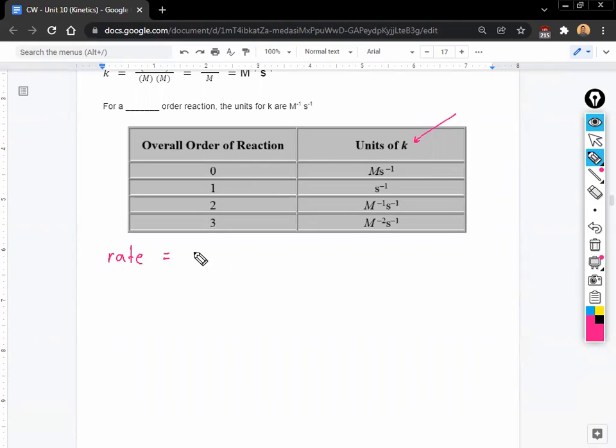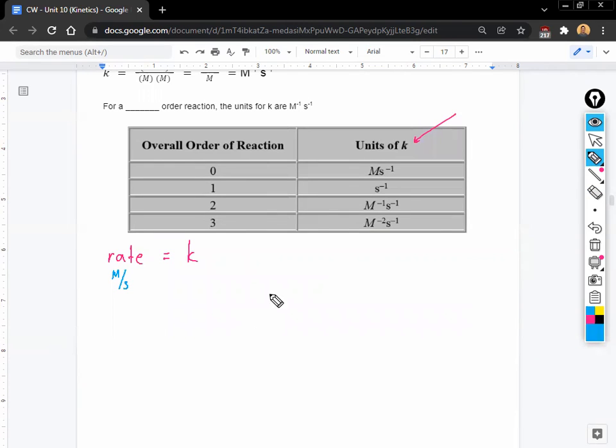Rate is equal to K. And then we know that, let's say, I don't know, random compound, H2. If the reaction order is 0, if I do anything to the power of 0, what does that number turn into? It turns into 1. So that means it would just be K. And so K is just equal to the rate. And we know the units of measurement for rate is molarity per second. So K will also be molarity per second.